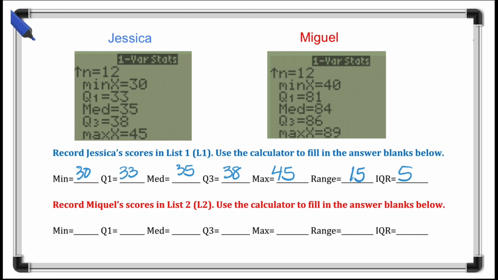Now the same thing for Miguel. We have 40, we have 81, 84, 86, and 89. The range is 89 minus 40, which is 49. IQR is 86 minus 81, which is 5.